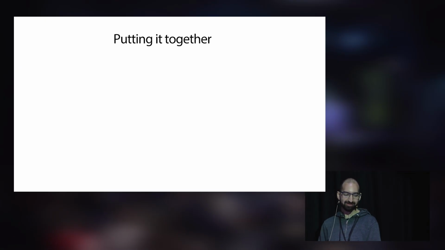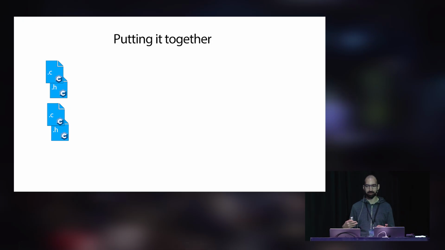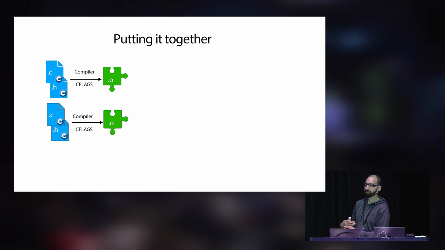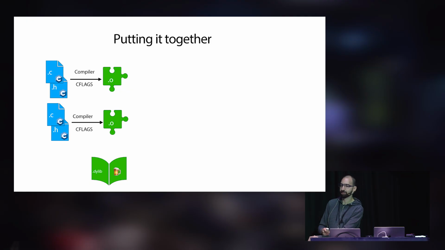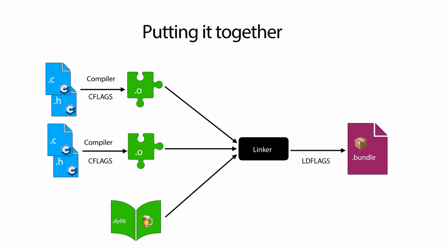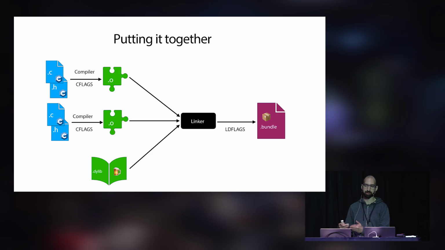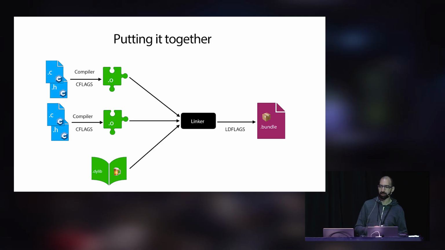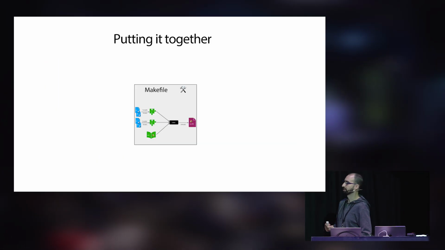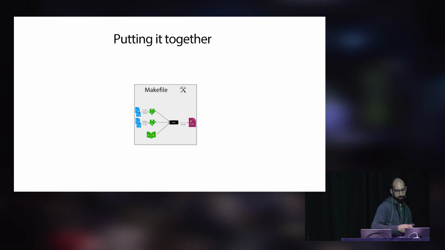So if you put everything together, you get these C files and header files. They get compiled into object files. You put them together with any libraries that you want to use, and then you put them through a linker. Then you get the bundle. This is a very complex process, and there's a lot of things that you will need to configure. So historically, the main way this gets automated is that you have a Makefile that will centralize all the configuration that you need for this whole process.